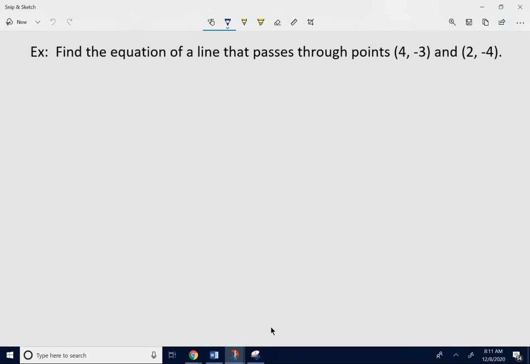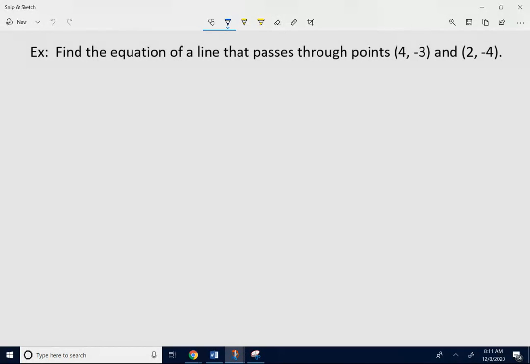Let me show you an example of finding the equation of a line when you have 2 points. We're finding the equation of a line that passes through points (4, -3) and (2, -4). There are other ways to do this. You're going to learn point-slope form, for example, next year with Miss Bajeric. I'm just going to show you one way to do this.